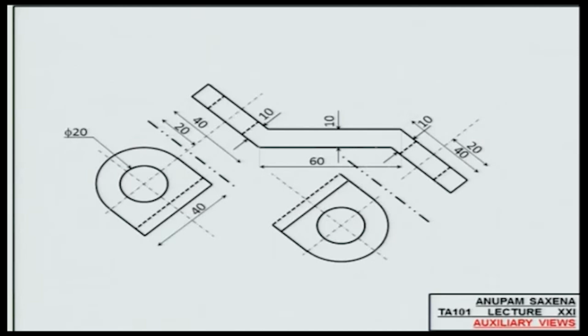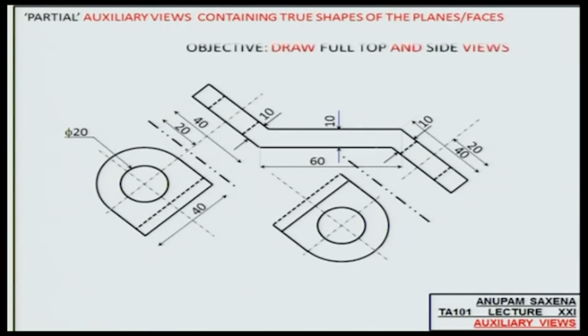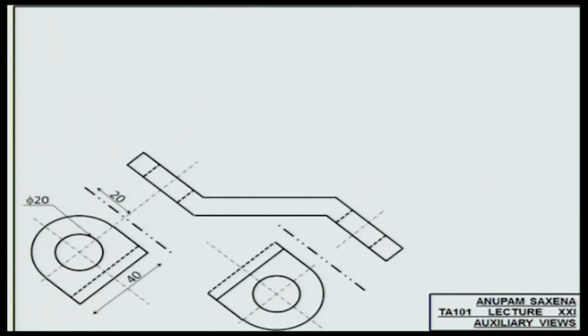given the partial auxiliary views of this object containing true shapes of the planes or faces, if we have to draw the orthographic projections, like the full top view and the side view of this object, is it possible for us to do that? That's what the question is. Okay, so this is the object, and we would like to draw the full top view of this and the full side view of this.